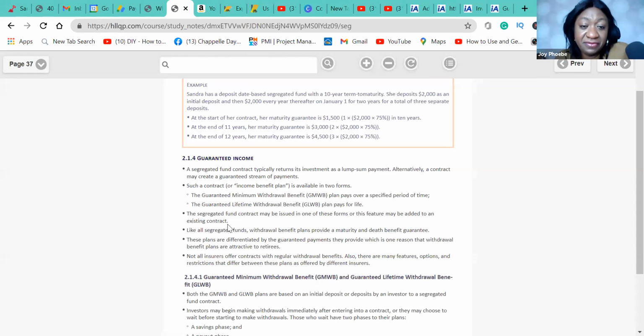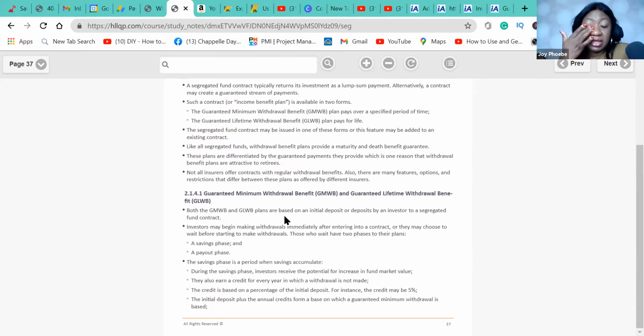The segregated fund contract may issue one of these features. So that is that one. They're just going ahead to compare how that is different from guaranteed payments and stuff like that. Guaranteed minimum withdrawal benefits and guaranteed lifetime withdrawal benefits.